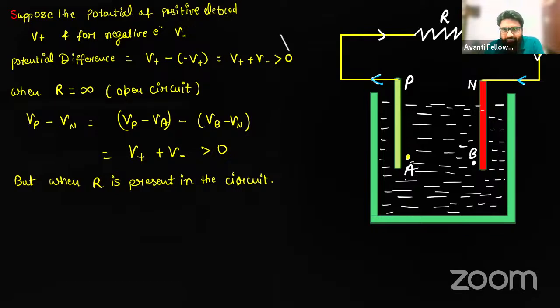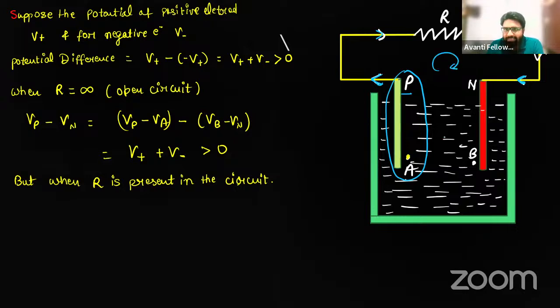VP minus VA stands for what? VP minus VA is just representing the potential difference of this electrode with the very adjacent point of this electrolytic solution, which you can simply say is the potential difference of the positive plate or electrode, ठीक है, clear? Now when the current flows, it flows from positive plate to the negative plate through the resistor in the outer circuit.